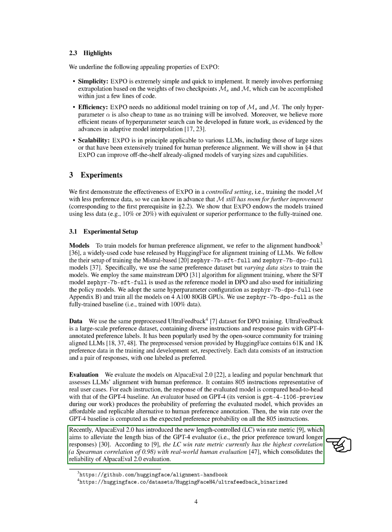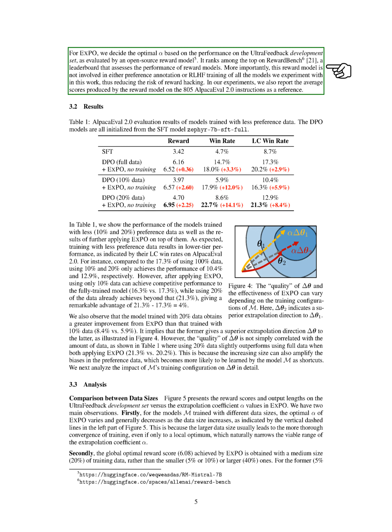For our model, we determine the best parameter based on performance on the ultra-feedback development set, evaluated by an open-source reward model. This model ranks well on RewardBench, a platform that evaluates reward models' performance. Importantly, this reward model is not involved in preference annotation or training of the models we experiment with, reducing the risk of reward manipulation. We also provide the average scores generated by the reward model on the 805 Alpaca Eval 2.0 instructions for reference.